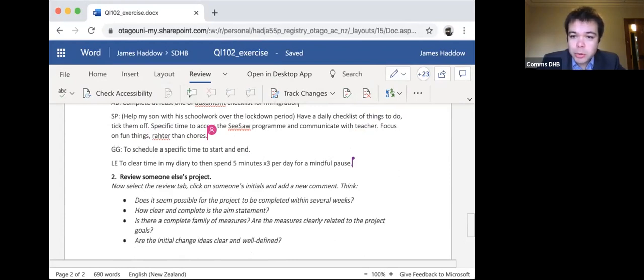So does it seem possible for the project to be completed within several weeks, or whenever their deadline was? How clear and complete is the aim statement? Is there a complete family of measures? Are the measures clearly related to the project goals? Are the initial change ideas clear and well defined? So these are just some prompts for you to review. And please be constructive in your criticism, and supportive and encouraging.